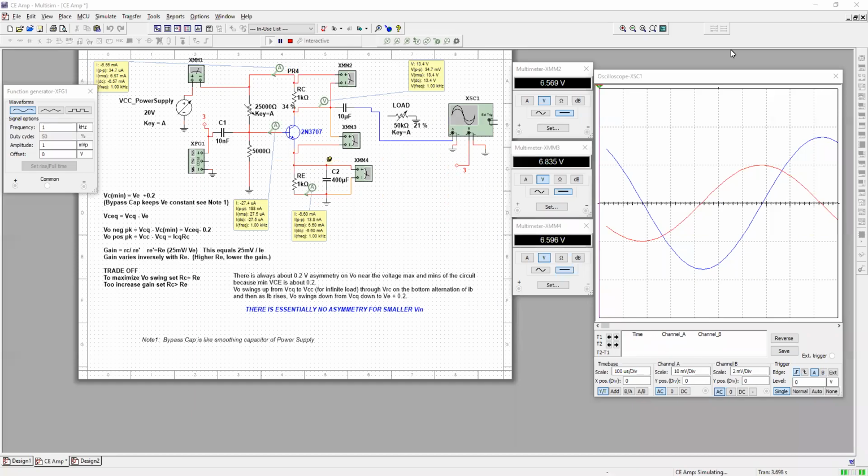Let's continue to look at our common emitter amplifier, also known as the Class A amplifier. The last time we looked at the amplifier stage and talked about the DC operation. We understood that the voltage at the base is set by this voltage divider here. The ratio of the resistors would determine how much of the power supply shows up at the base.